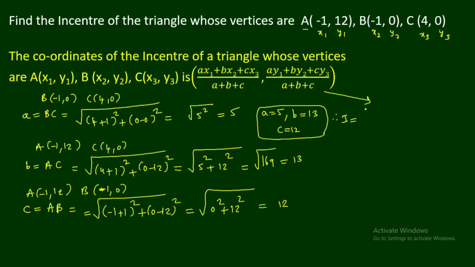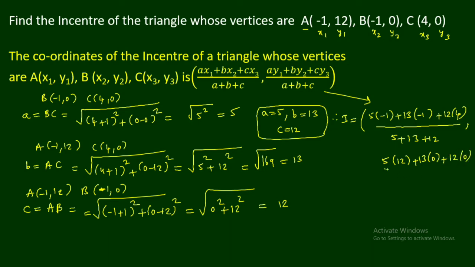Therefore, I is equal to a x1. What is a? 5 into x1, minus 1, plus b x2. b is 13, x2 is minus 1, plus c x3, 12 into x3 is 4. So 12 into 4 by a plus b plus c, that is 5 plus 13 plus 12. This is the x coordinate, comma. What is the y coordinate? a y1, 5 into 12, plus b y2, 13 into 0, plus c is 12 into y3 is 0, by 5 plus 13 plus 12.